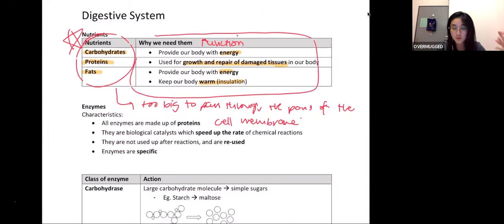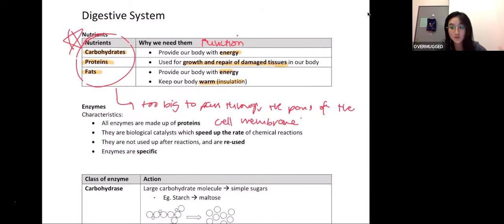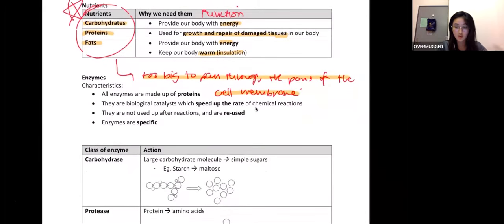They have to be broken down into simpler, smaller molecules that can pass through the pores of your cell membrane in order to be used by your cells. Also remember, in your answers you have to include the reason, or the rationale, behind why we digest food. Then, for chemical digestion, we always involve digestive enzymes. So you also need to remember some key characteristics of enzymes.